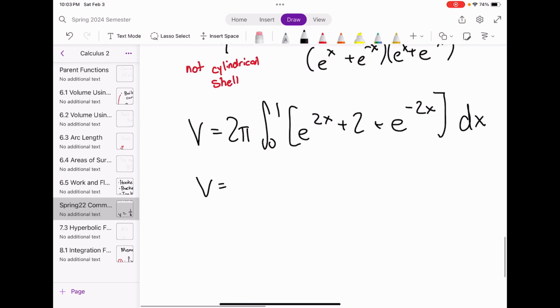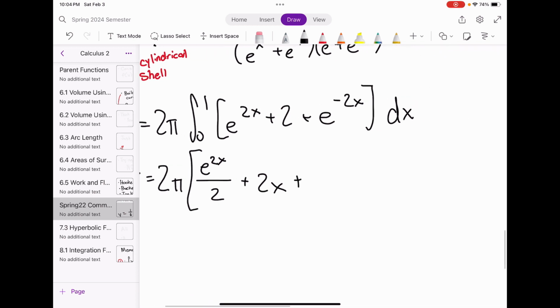So v, and now this is simply, I can evaluate this. So 2 pi, this is e to the 2x over 2 plus 2x plus e to the negative 2x over negative 2, evaluated between 1 and 0.